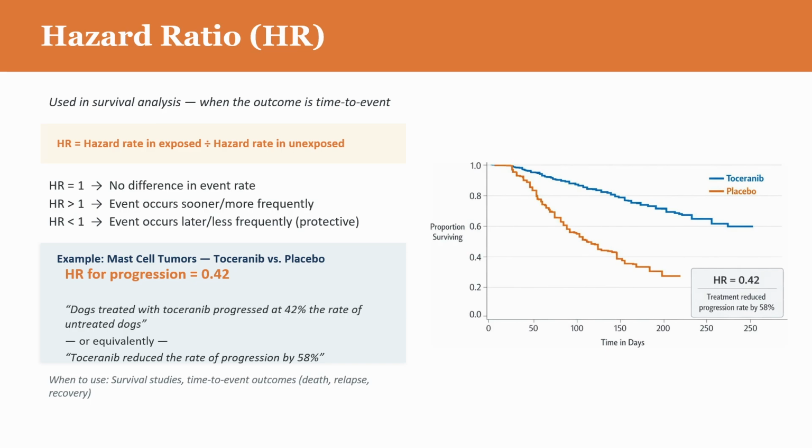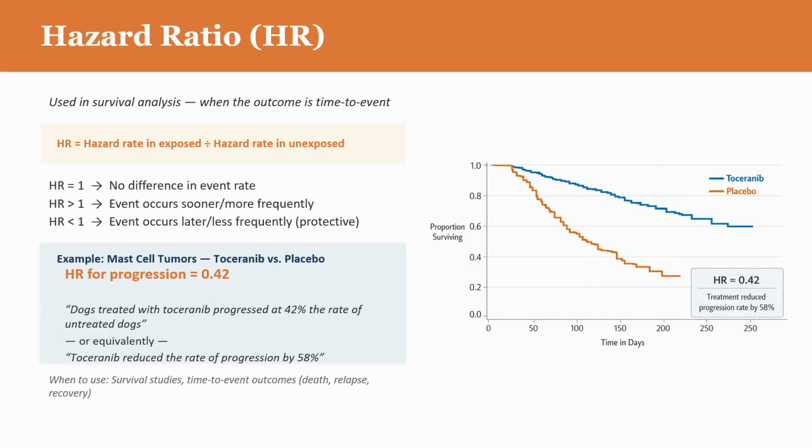Hazard ratio is the measure of association used in survival analysis, a family of statistical methods designed for time to event data. In veterinary medicine, survival analysis is extremely common. Time to death in cancer patients, time to relapse after treatment, time to recovery, time to first lameness episode in a dairy cow. Anytime the outcome is not just did it happen, but when did it happen? You're in survival analysis territory.